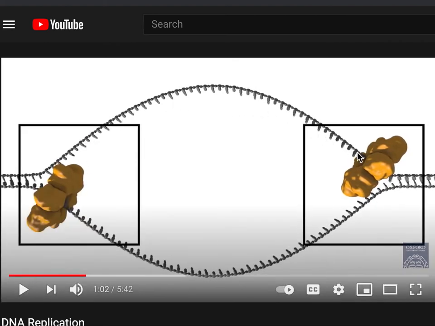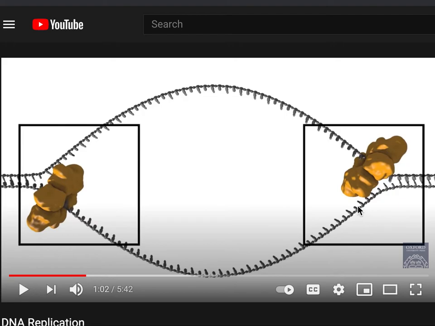So this is the replication bubble. These are the replication forks. These are each going to move away from each other. And that's going to lead to your continuous strand and your discontinuous strand. Because remember, the 2 strands of DNA are anti-parallel to each other. So on one strand you have a 5' end, and then on the other strand that would be the 3' end, and then it switches.